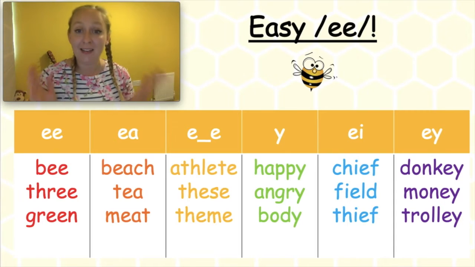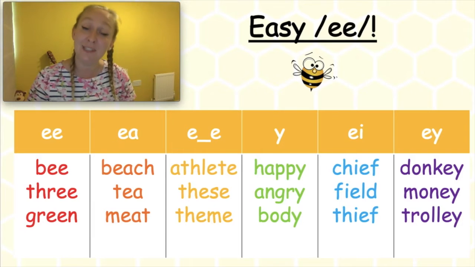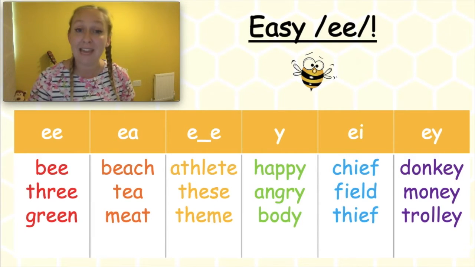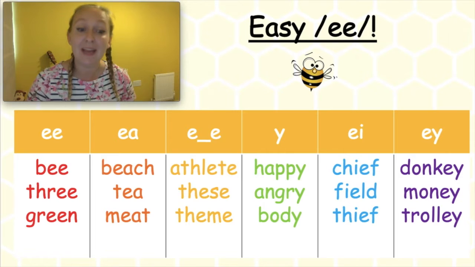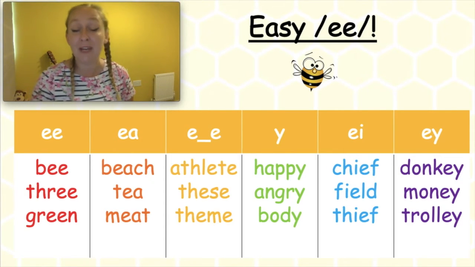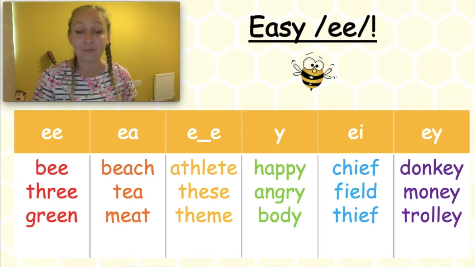So, as we've just said, there are loads of different ways to spell E, so it's really important that you know all of them. It's also really important to know some different words that you can use these different spellings of E to help you to learn them as well. So let's just have a look at a few of those examples. So E spelled EE, we can have bee, three and green.